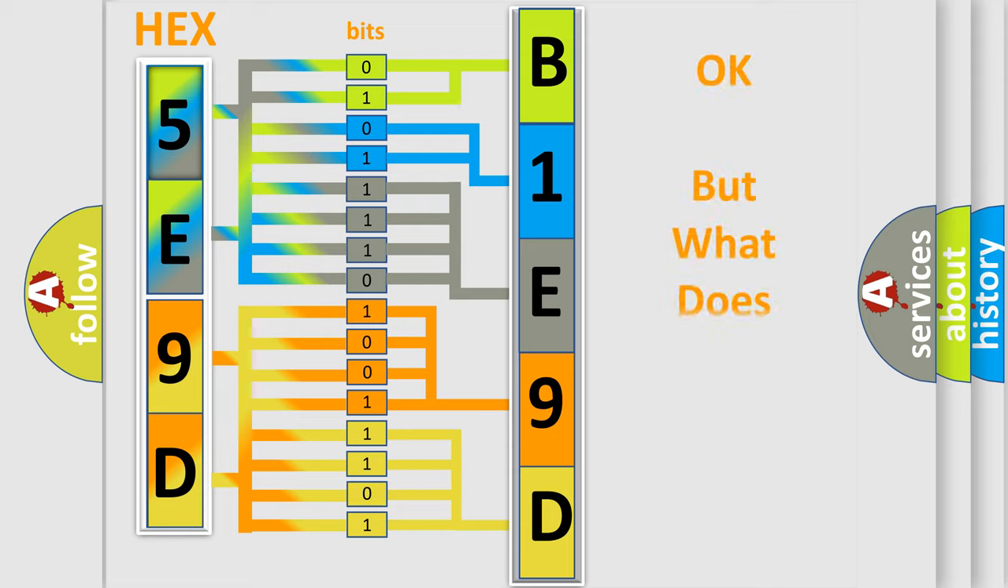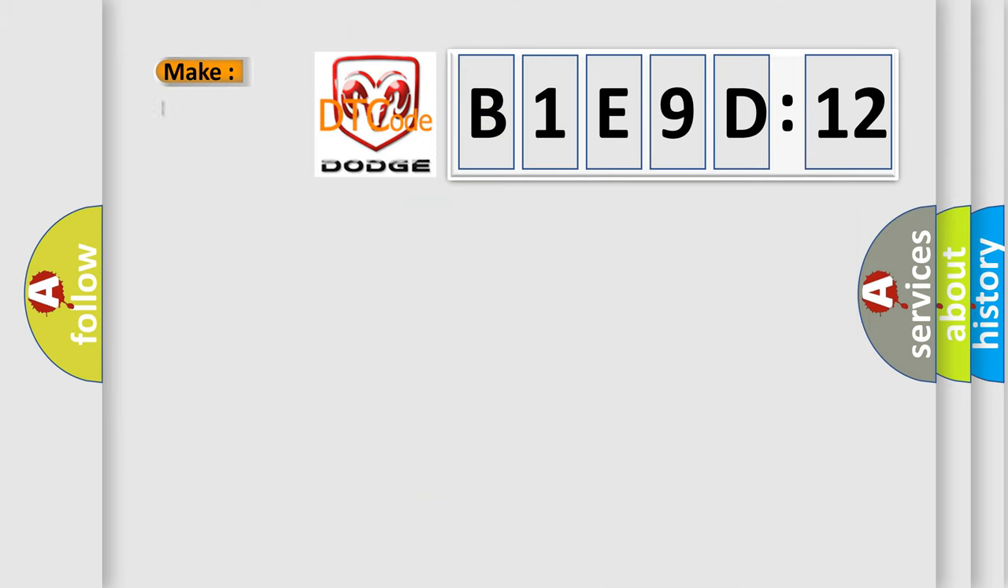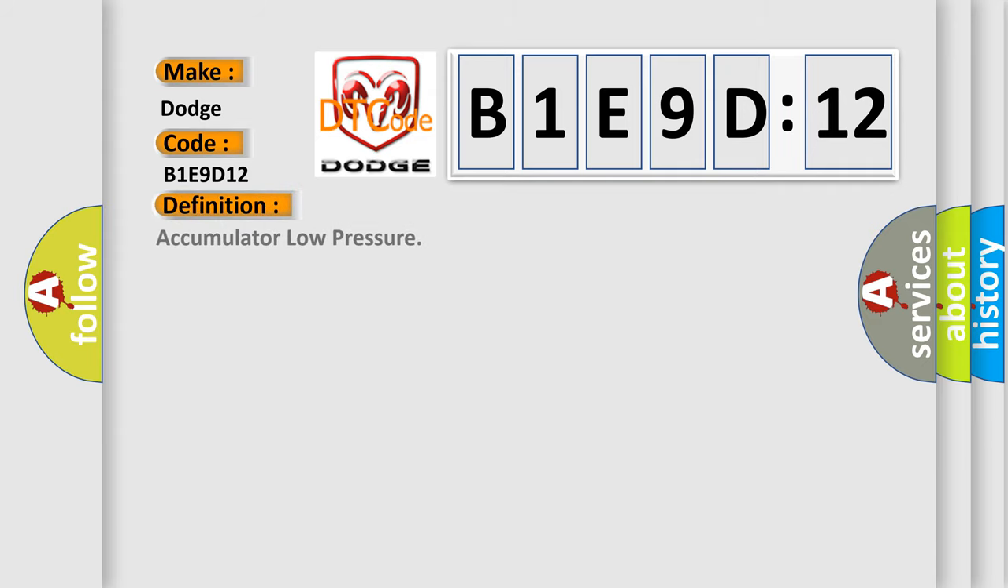The number itself does not make sense to us if we cannot assign information about what it actually expresses. So, what does the diagnostic trouble code B1E9D-12 interpret specifically for Dodge car manufacturers? The basic definition is accumulator low pressure. And now this is a short description of this DTC code.